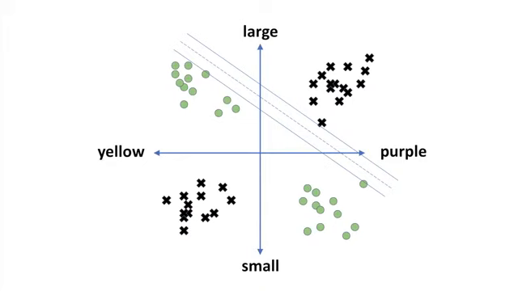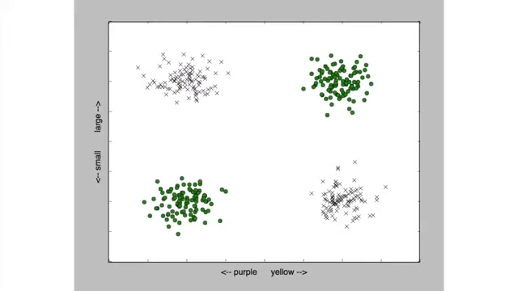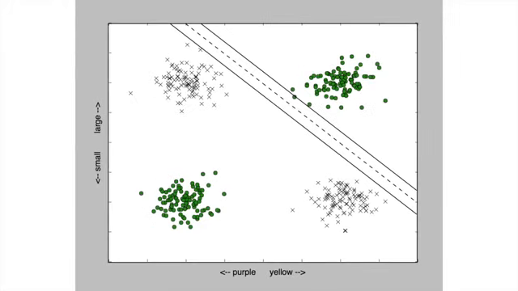To help us visualize this, I went and took it into Python and made a different visualization of it. But it's the same thing, green circles and black X's. We'd like to try to separate them. And in this case, we can't with a line.